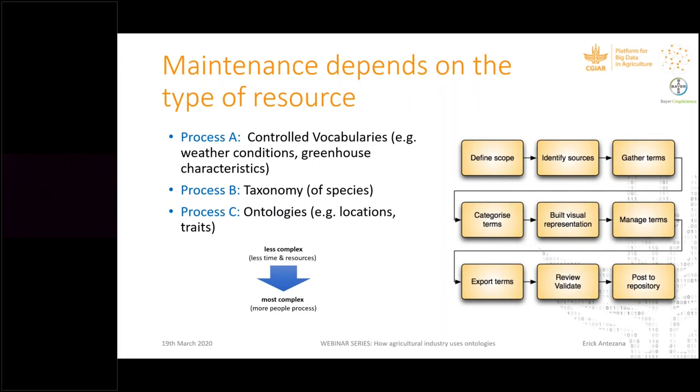Of course, there has to be some management of the terms. We need to see how they are going to be maintained, what kind of attributes and properties they are going to have. And we need to be able to export terms and perhaps already load them into the platform. There will be governance processes to validate and review the quality and completeness of the data. And of course, this will end up in our repository at some point. So this is roughly how this is happening.